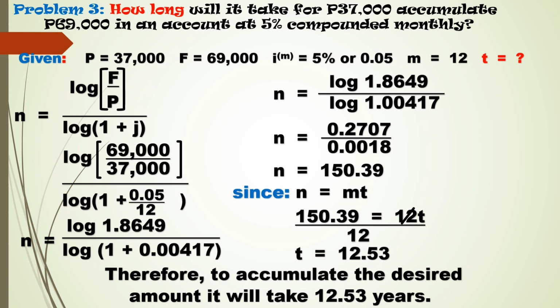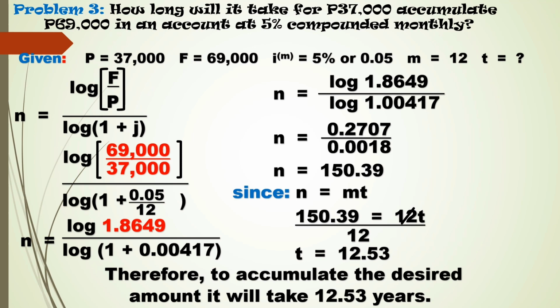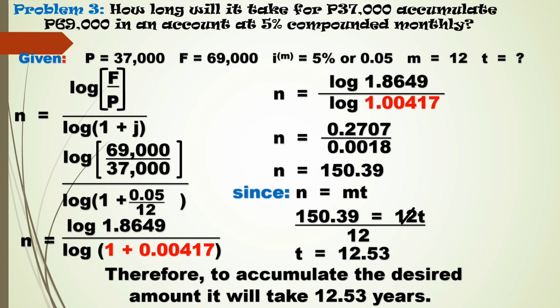Substituting the given values in the formula, F over P equals 69,000 over 37,000. j is equal to 0.05 divided by 12. Simplify the numerator. 69,000 divided by 37,000 equals 1.8649. Divide also 0.05 and 12. The quotient is 0.00417. Add in the denominator. 1 plus 0.00417 equals 1.00417.